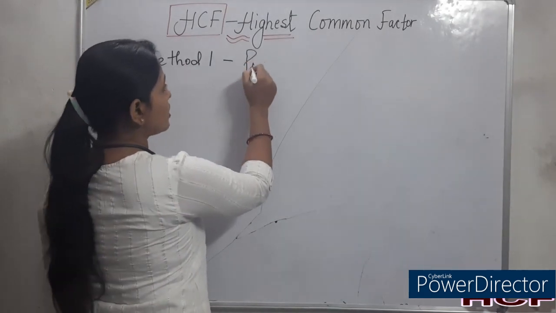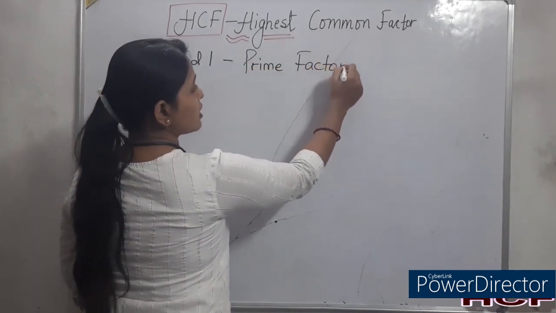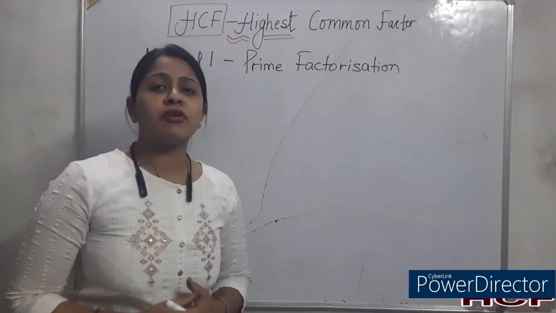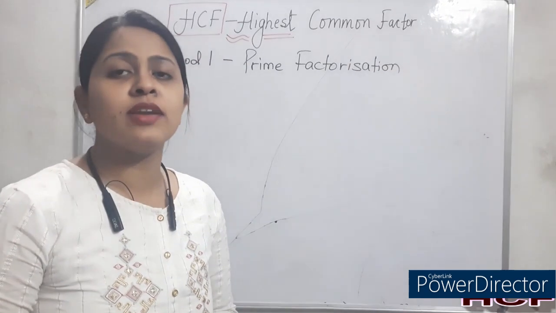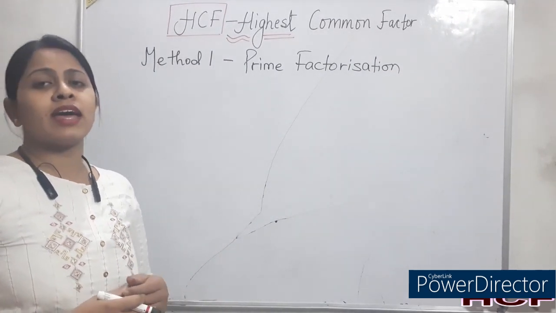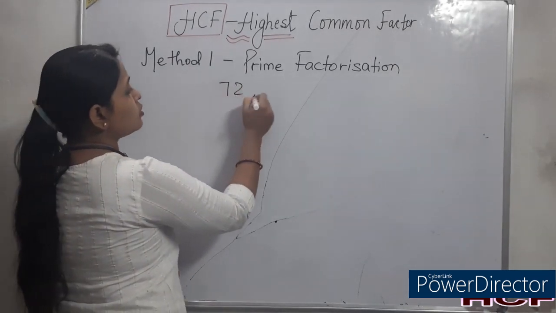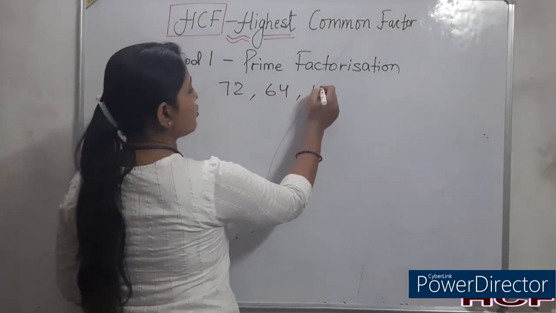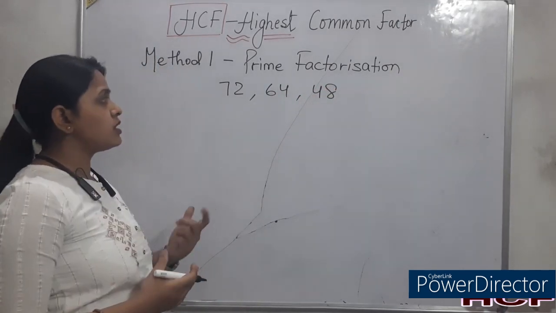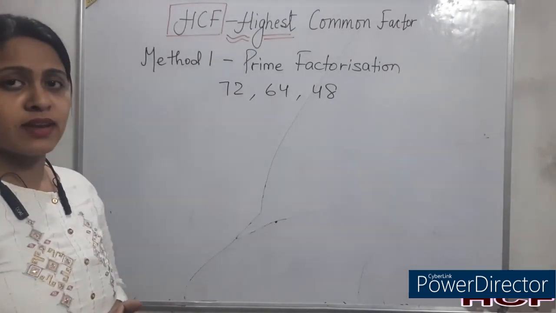The first method is prime factorization. With the help of prime factorization, we can find the HCF of any numbers. So let's take an example, 72, 64 and 48. Here is a question in front of you. First of all we have to find the prime factorization of each number.